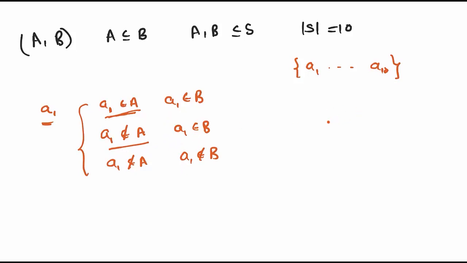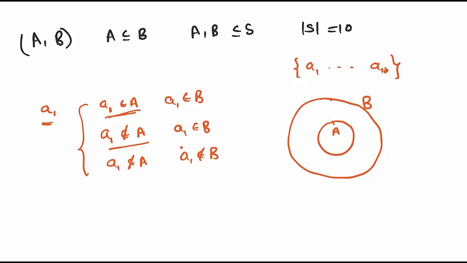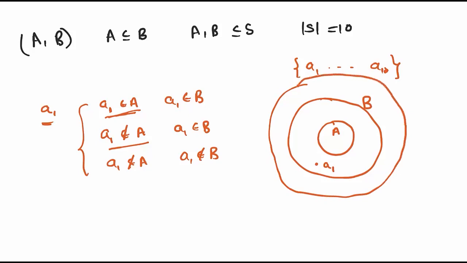So see, this is A and this is B. If A1 does not belong to A, then it may belong to B or it may not belong to B, because it may belong to S only. So this complete thing is S. If A1 does not belong to A, then it may be in B, or it may be here, outside B. But obviously it has to be in S, right?